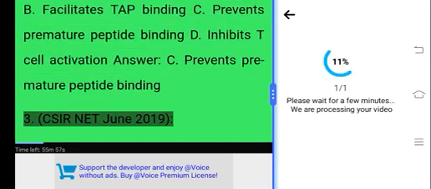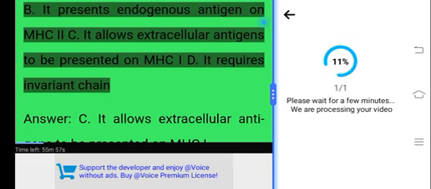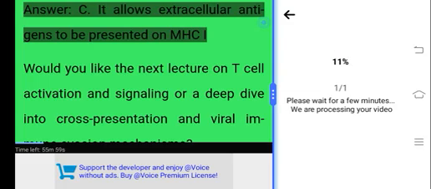3. CSIR-NET June 2019. Which of the following statements is true regarding cross-presentation? A. It is exclusive to B cells. B. It presents endogenous antigen on MHC II. C. It allows extracellular antigen to be presented on MHC I. D. It requires invariant chain. Answer, C. It allows extracellular antigens to be presented on MHC I.